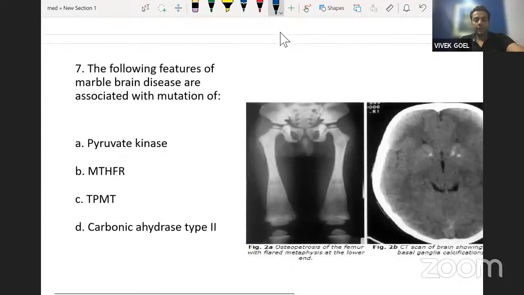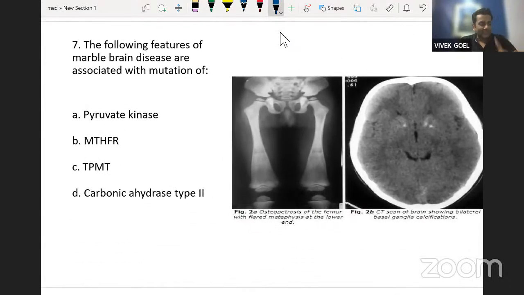Okay. Now, the next question again was there in my voice note, if anybody heard it: the following features of marble brain disease. Basically, I was told that an X-ray and a CT were given. In the CT scan, they showed a bilateral basal ganglia calcification. And in the X-ray, what did they show? They showed osteopetrosis of the femur with flared metaphyseal end at the lower end. So basically, they showed osteopetrosis features on the X-ray and brain calcification on the CT scan.